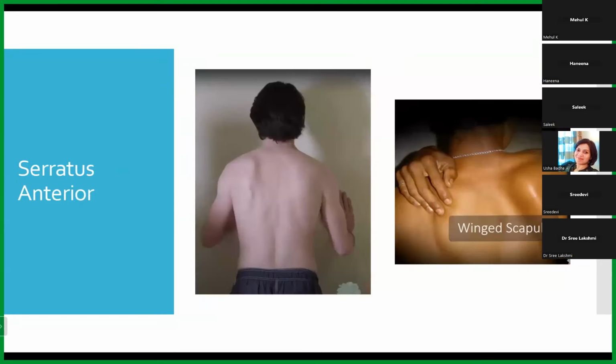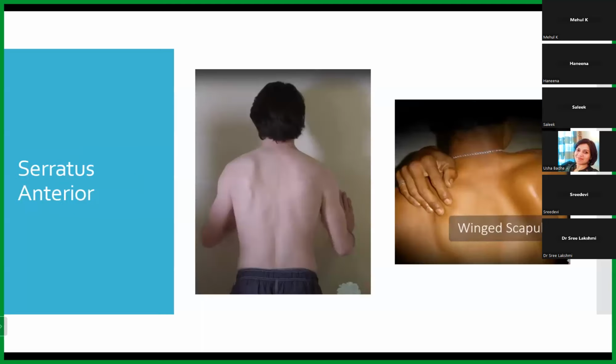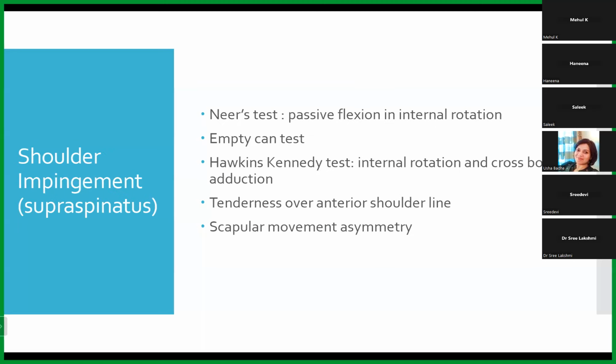Even though the serratus anterior is not part of the shoulder rotator cuff, we usually examine it along with the rotator cuff muscles. We ask the patient to do a standing push-up against a wall or against resistance, and we look for any winging of the scapula, which suggests associated serratus anterior pathology. This is about examination of muscles associated with the rotator cuff.